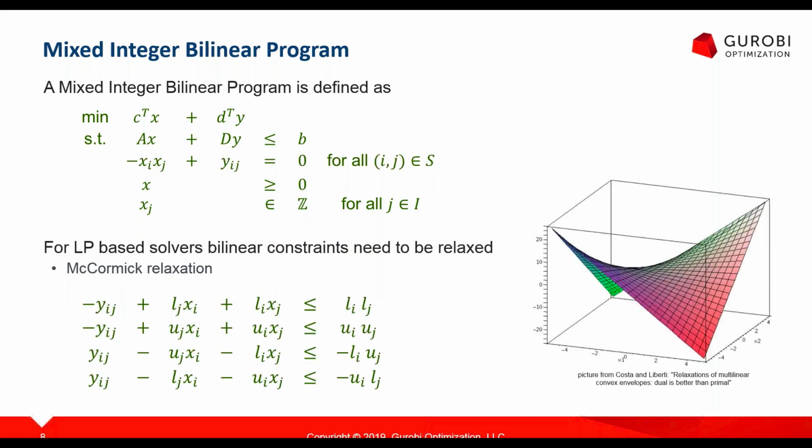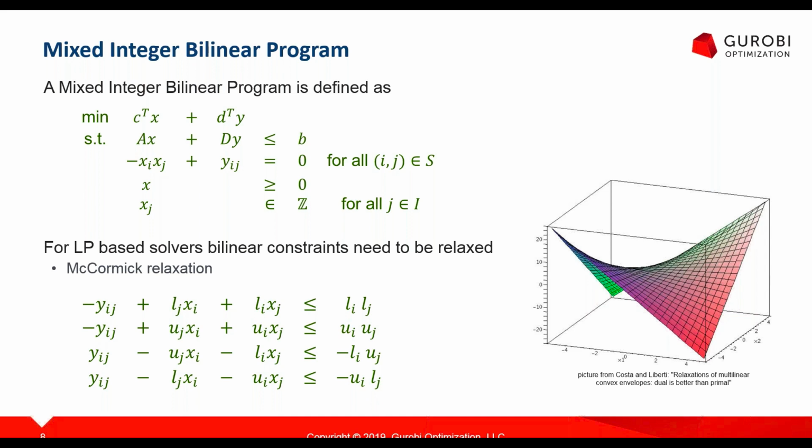So how are those problems being solved? One possibility, and this is used by many of the solvers that are currently able to solve such problems, is to use the so-called McCormick relaxation. So we use, just like in MILP, an LP-based branch and cut approach to solve the mixed integer bilinear programs. And the LP relaxation of these bilinear constraints is given by these four constraints, which are called the McCormick relaxation.